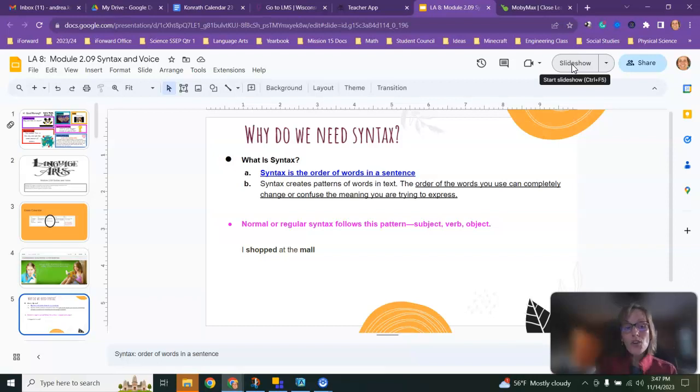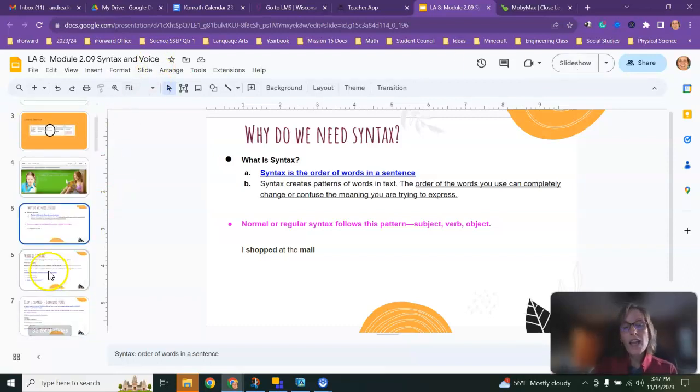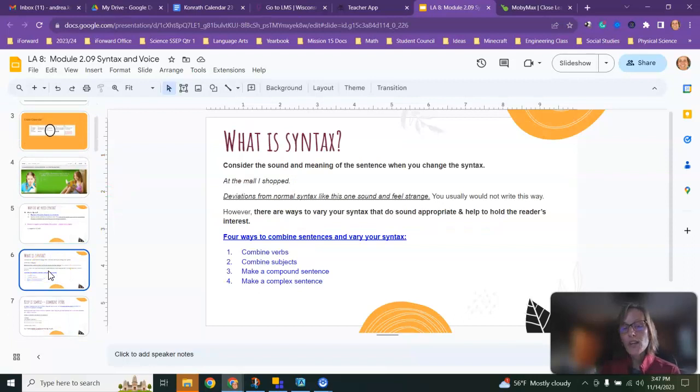Syntax is the ordering of your words. And it's really important that you combine your sentences in order to make them sound best. Here's an example. At the mall I shopped, it just sounds strange. Usually we don't write that way.